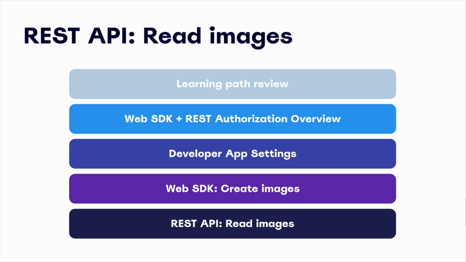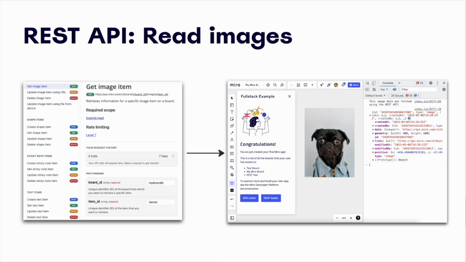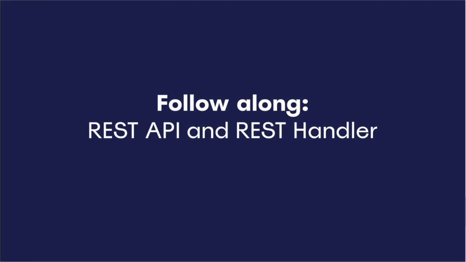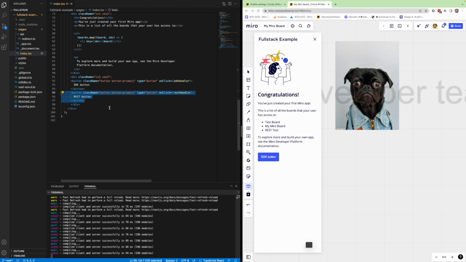Now, let's build on this and add some REST API functionality to our full stack application. For this, we'll leverage the REST API's get image endpoint to read some details about the image that we created with the web SDK. We'll send these details from our backend to the frontend and display them in the developer console. Let's jump in. Follow along as we leverage the REST API and create a REST handler in our Next.js app. So we have another button that we'll uncomment here. That's going to be our button dedicated to initiating a call to the REST API.